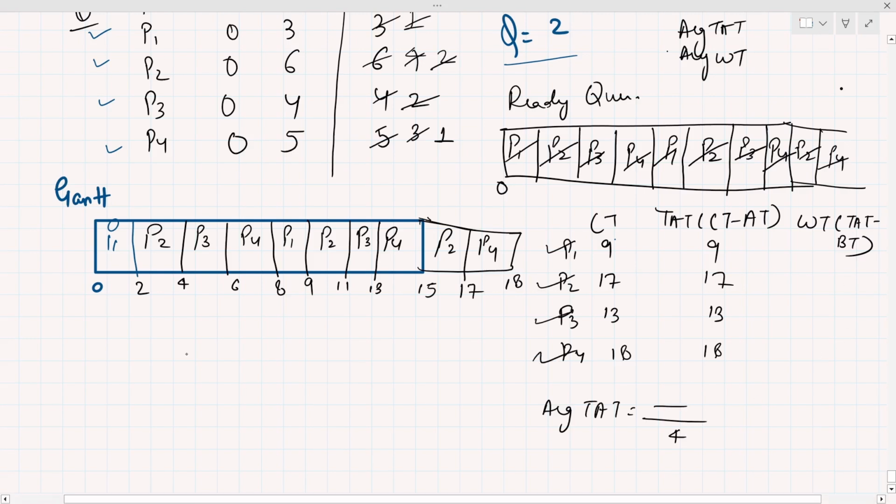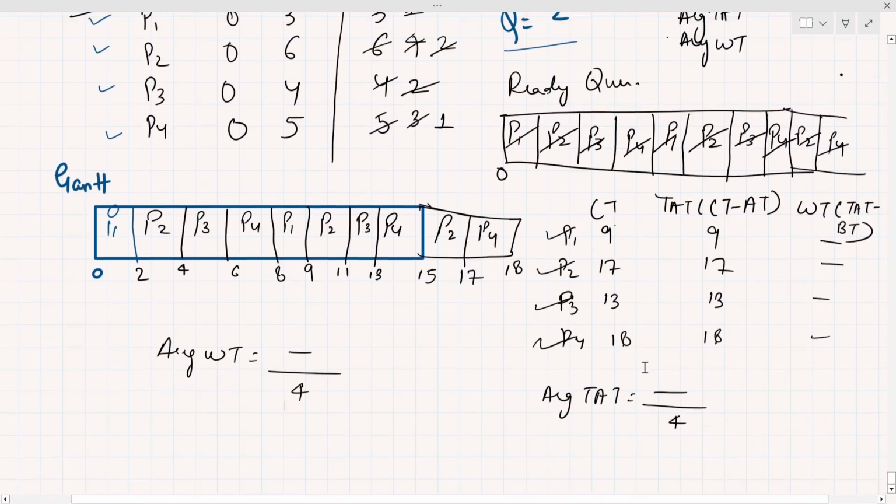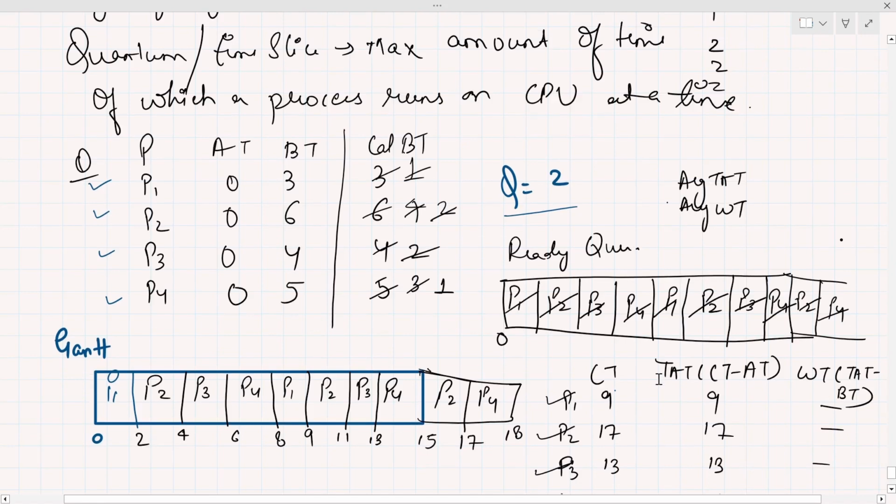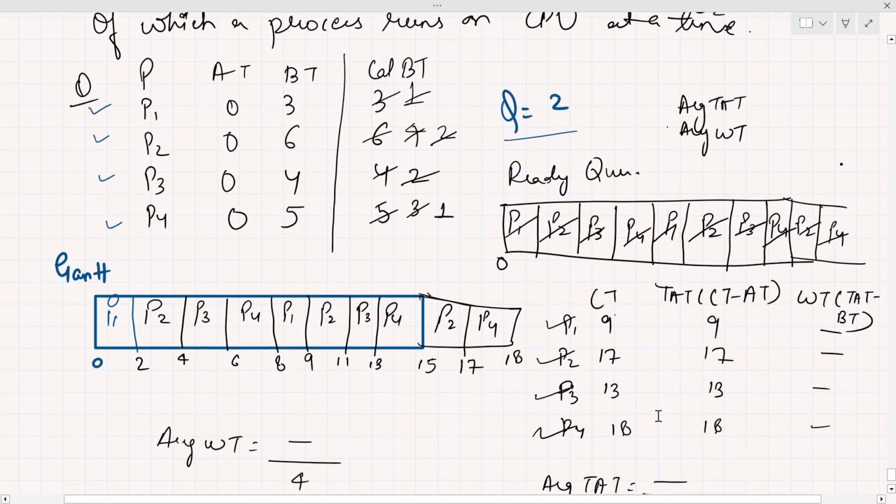Similar thing you have to do with the waiting time. So for the average waiting time, sum up all the values and divide by 4, the number of processes, and you will get the average waiting time. Comment down your answer. Okay, so this is how you have to solve round robin scheduling algorithm questions.